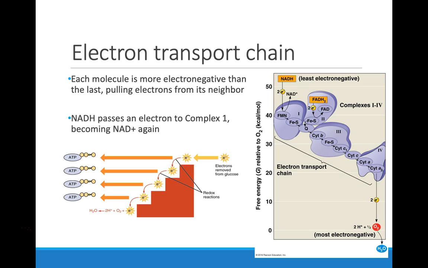We breathe in oxygen, and that oxygen is required for the process of cellular respiration. So we're finally going to use it. When those electrons are passed to oxygen, we produce water. So water is actually a byproduct, as is carbon dioxide, of cellular respiration. Remember, oxygen is really electronegative. It's the most electronegative atom, and that's why it's the final electron acceptor.